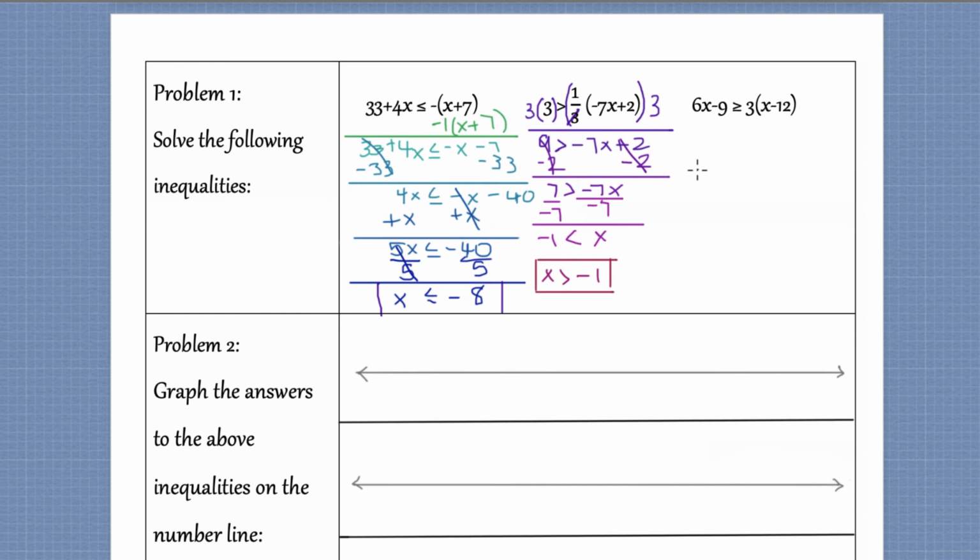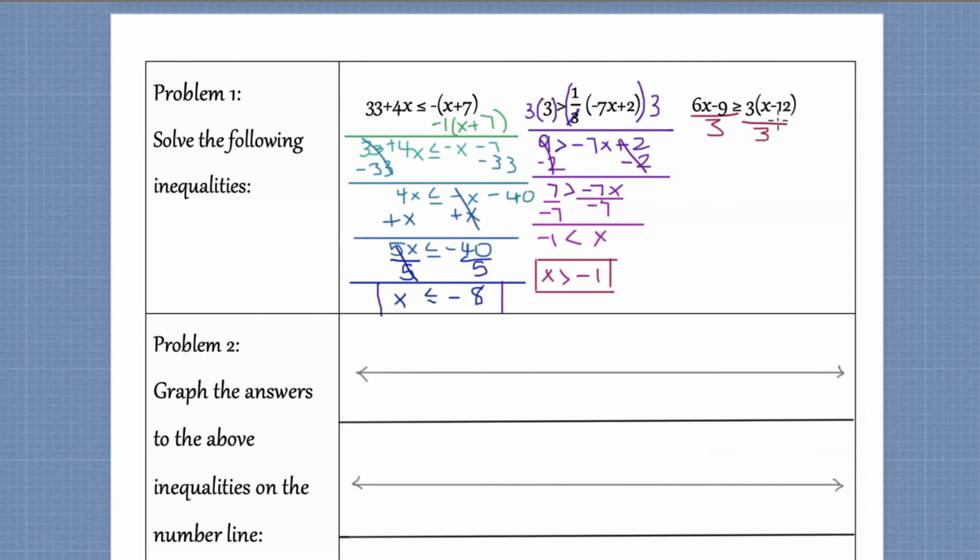Now we have our last one over here, and our inequality says 6x minus 9 is greater than or equal to 3 times x minus 12. And so again, there are actually 2 ways we could go with this. We could either distribute the 3 to the x and the negative 12, or we could take this and just divide this by 3 and divide the other side by 3, and we could get the answer through that.